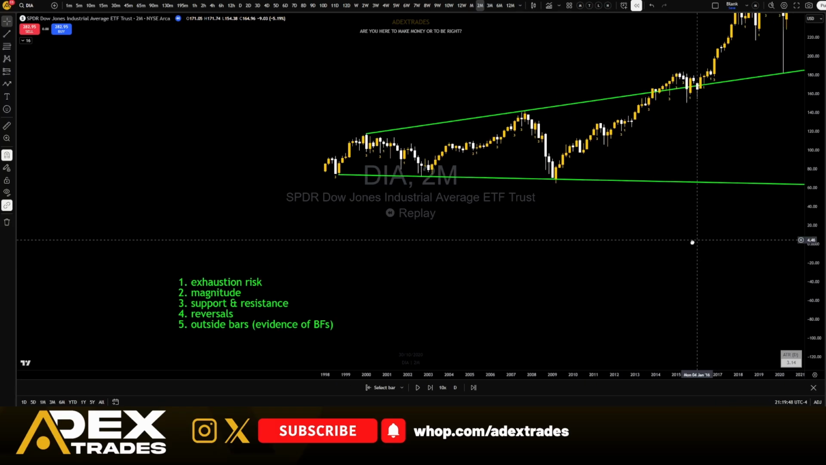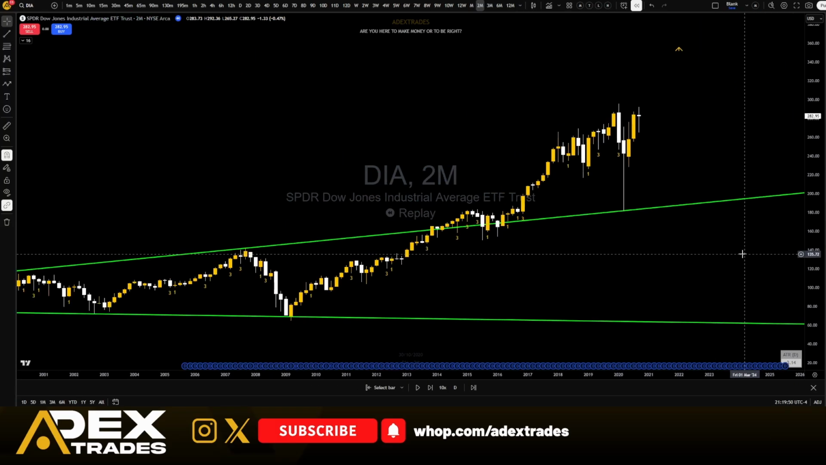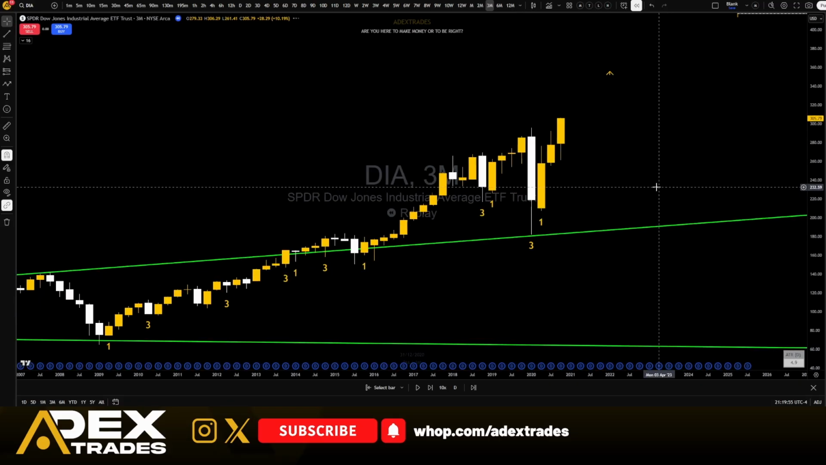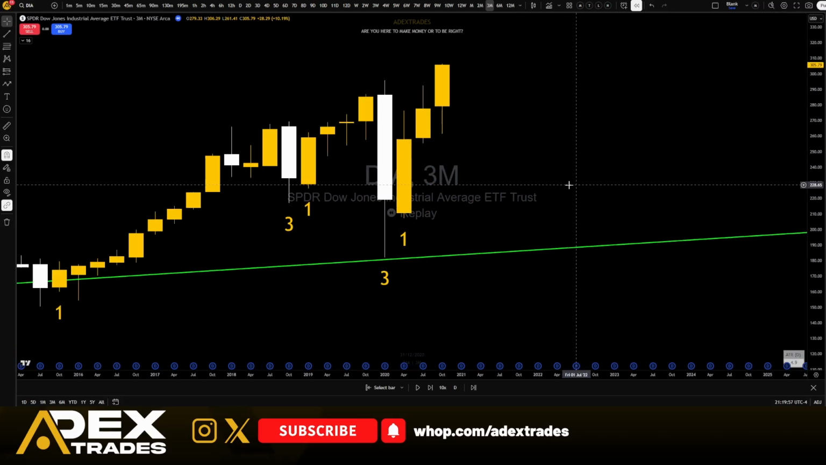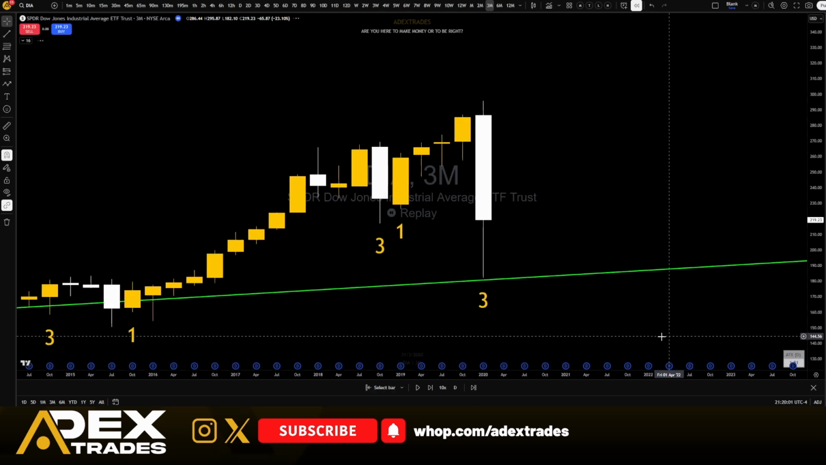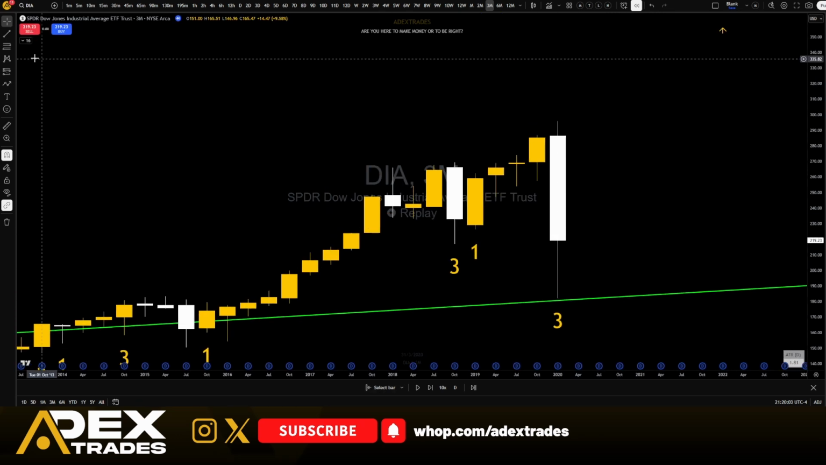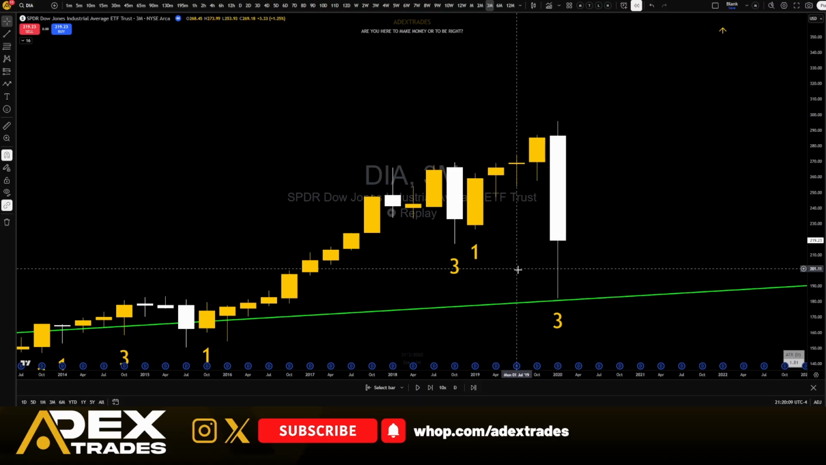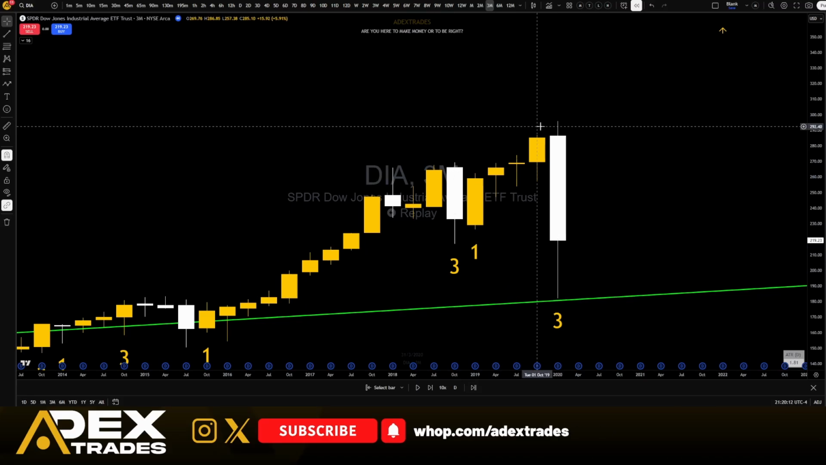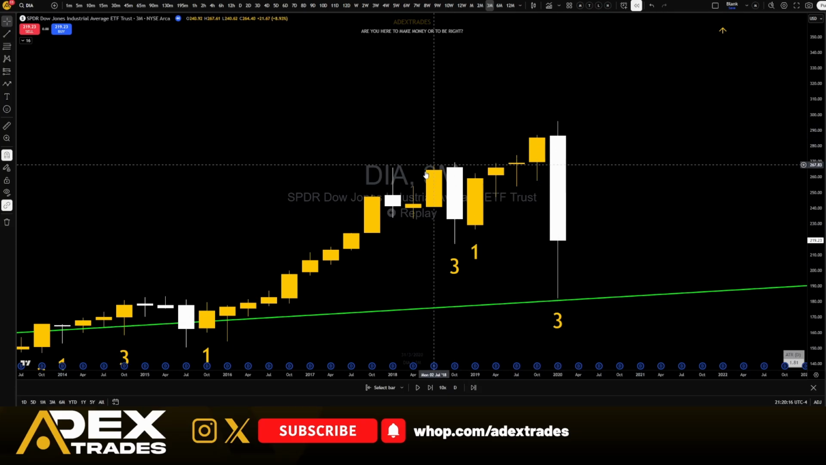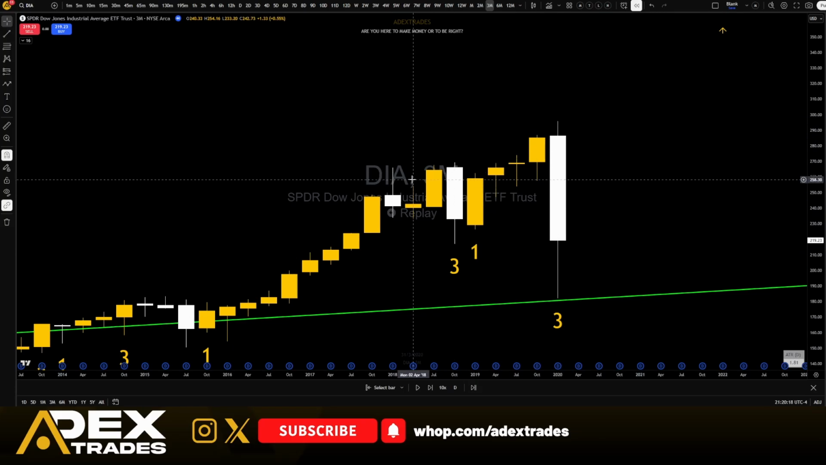Okay, the outside bar is evidence of a broadening formation. We saw this on the yearly time frame on DIA right here. Once we went outside, this outside bar is evidence of a broadening formation because this is a swing high and this is a swing low. Just find the low to the left, find the high, the low that's higher, the high that's lower to the left of it. And I always say left to right.